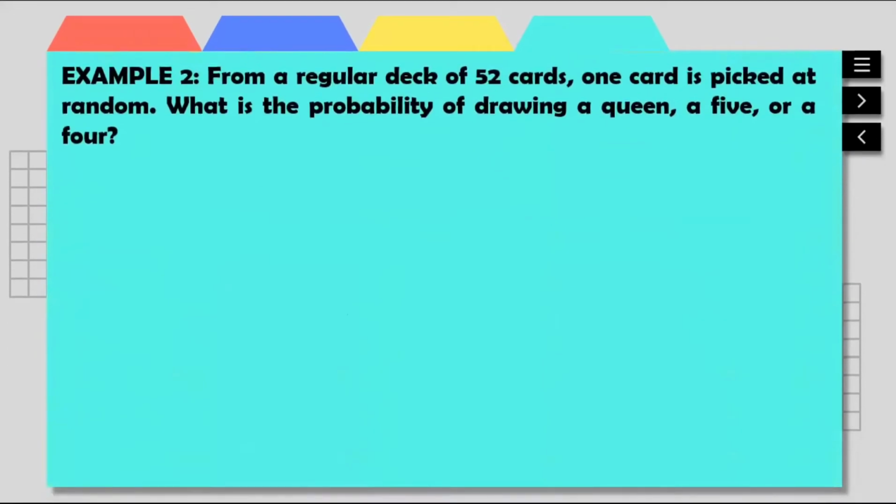Example number 2. From a regular deck of 52 cards, one card is picked at random. What is the probability of picking either a queen, a 5, or a 4?